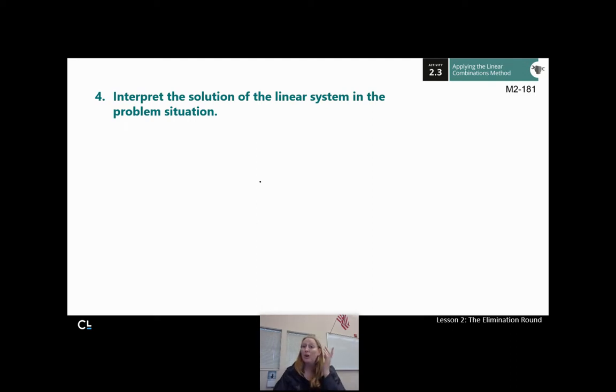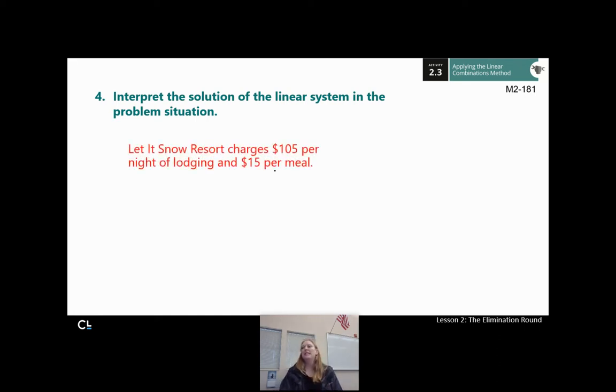So if we recall correctly, N stood for nights and M stood for meals, right? So this means that the Let It Snow Resort charges $105 per night of lodging and $15 per meal.